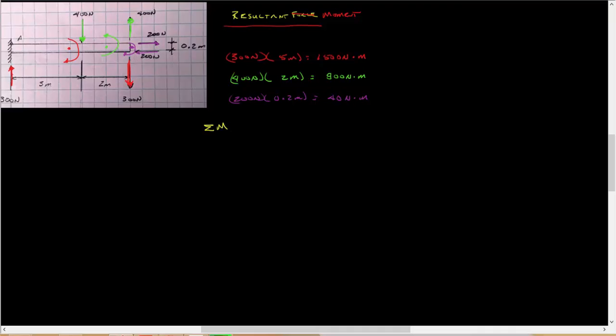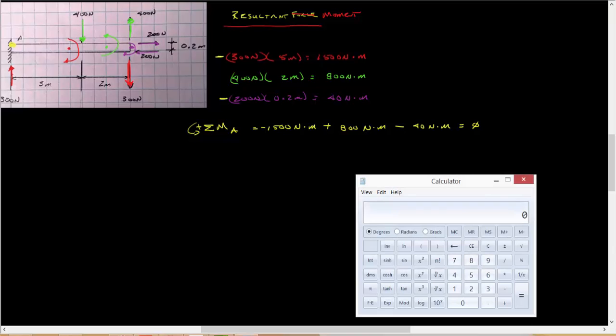Now, if I sum my moment about any point on this beam, any point, doesn't matter, we'll say we're doing it about that point A. We say that counterclockwise is positive. So if counterclockwise is positive, this would be negative, and this would be negative since they are both rotating clockwise. So this would be 1500 newton meters negative plus 800 newton meters minus 40 newton meters is all equal to 0.